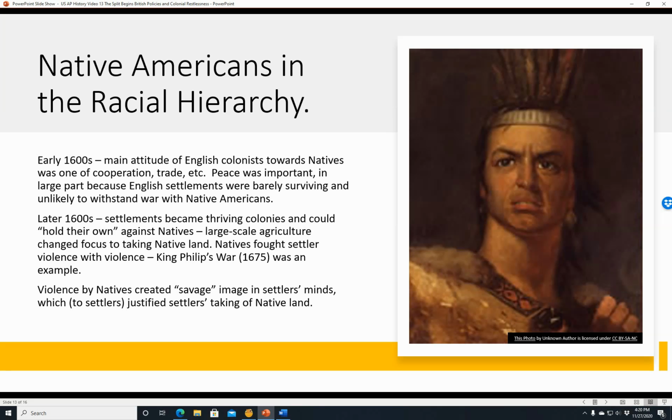So the violence by the natives created a savage image, the image of the savage Indian in settlers' minds, which to settlers justified the settlers' taking of the native land. Of course, what you're conveniently forgetting is, well, actually you moved here and took our land, and when we said no, and you said, well, we're taking it by force, we fought back, all of a sudden we're savage. From the Native Americans' point of view, that doesn't make sense. Doesn't make sense to me either, but people believe what they want to believe when they want something.